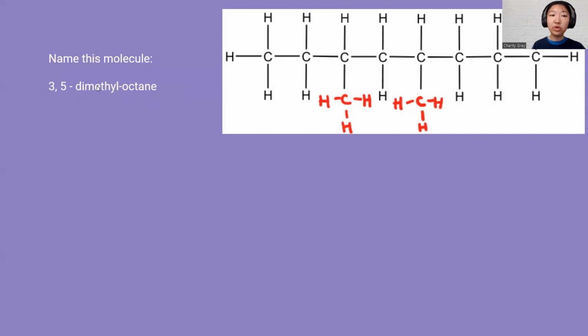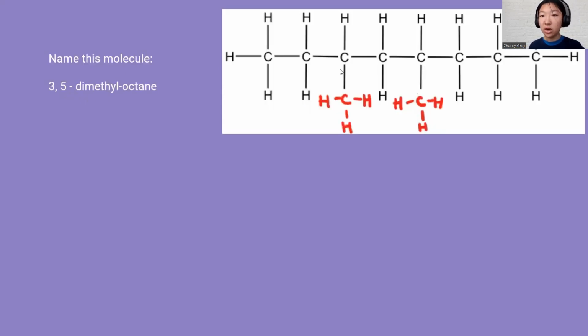And we notice that because we have two of the same branches, we have two methyl branches. What we actually do, we don't do 3-methyl, 5-methyl, because that just takes more time to write out. What we can do is we add this di. So we tell the reader that this has two methyl branches. So we have 3,5-dimethyl. So it has a methyl branch at the 3rd carbon and a methyl branch at the 5th carbon.